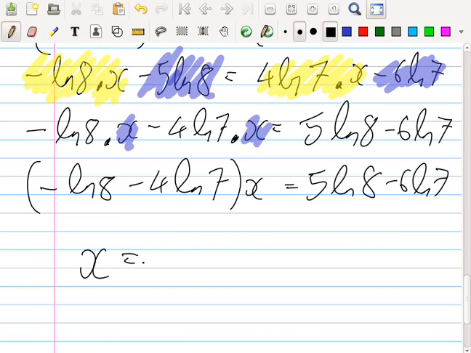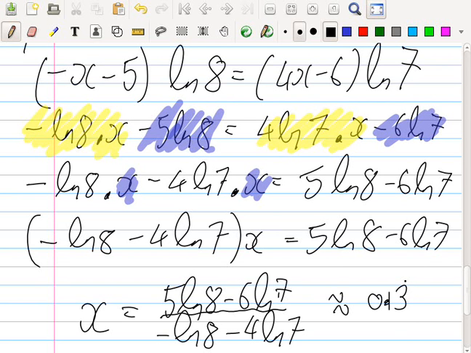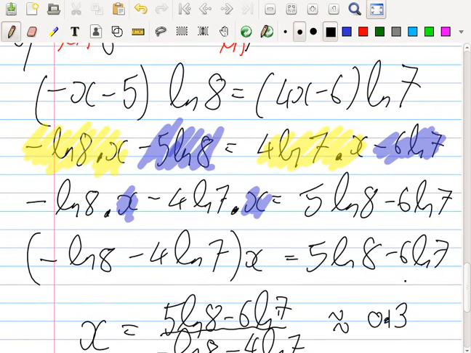So divide to finish. 5 log 8 minus 6 log 7 all over minus log 8 minus 4 log 7, and what's that going to be? 0.13. Can you go up? Well, on the top is just a question which you can write down.